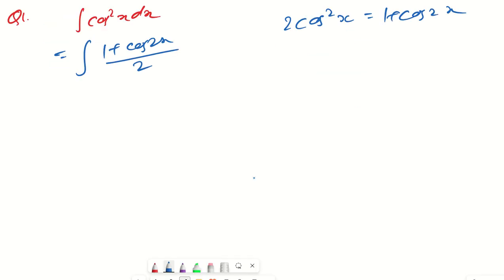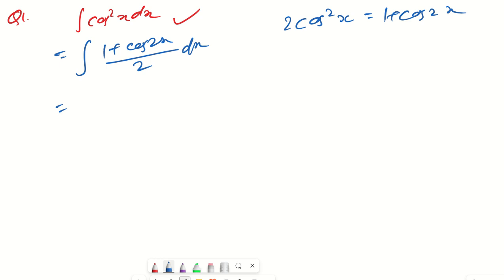Let us say question 1 is integration of cos square x dx. We know already that 2 cos square x is 1 plus cos 2x. So from this we can find out cos square x is (1 plus cos 2x) by 2. So integration of (1 plus cos 2x) by 2 dx, right? Now it is very easy, right? We can do it very easily.